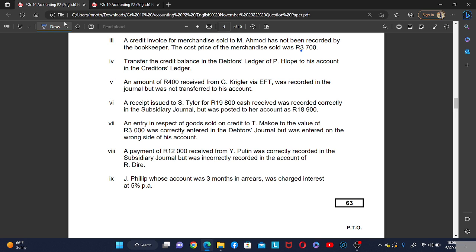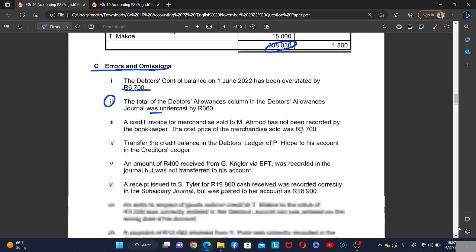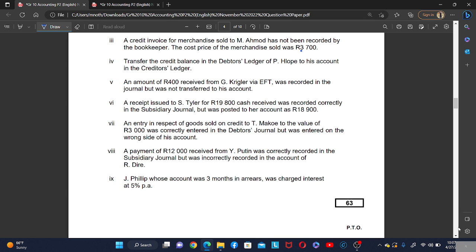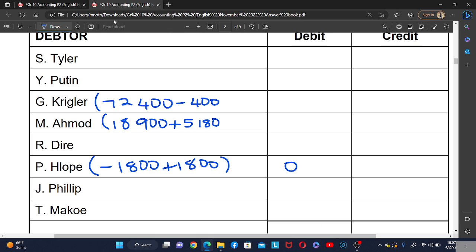So we need to come and decrease his account. Okay, a receipt issued to S. Taylor for 19,800 cash received was recorded correctly in a subsidiary journal, but was posted to her account as 18,900. Now let's see. S. Taylor is owing us how much? He is owing us 80,000.